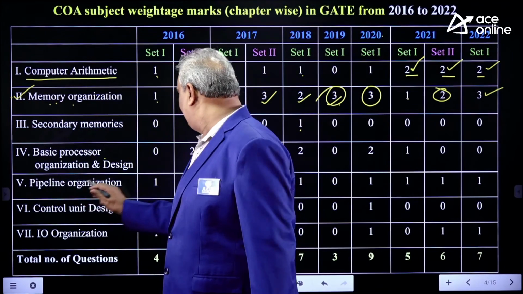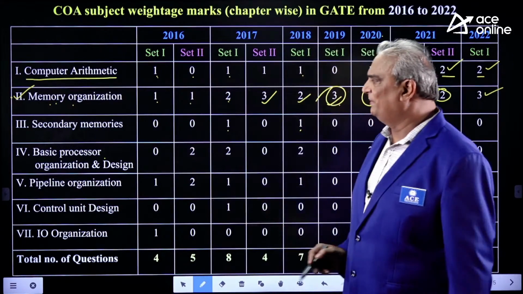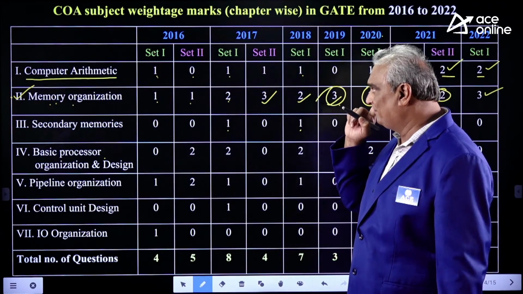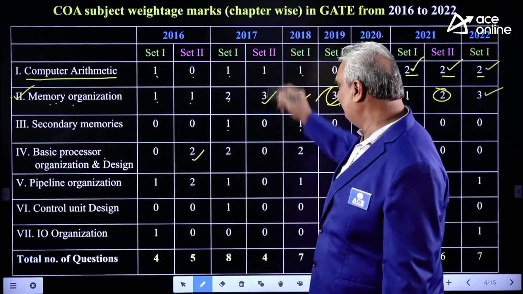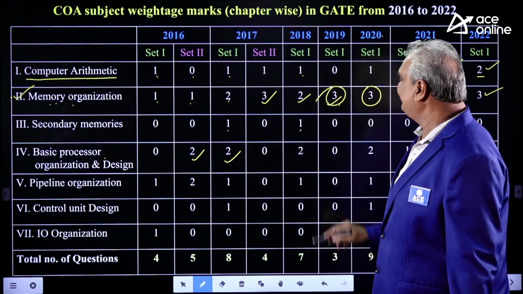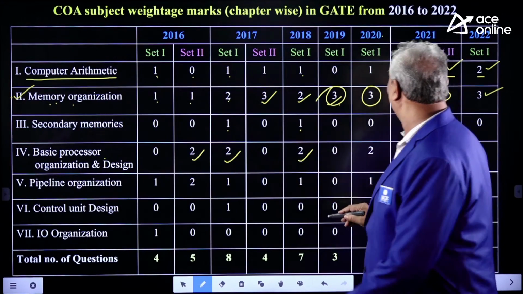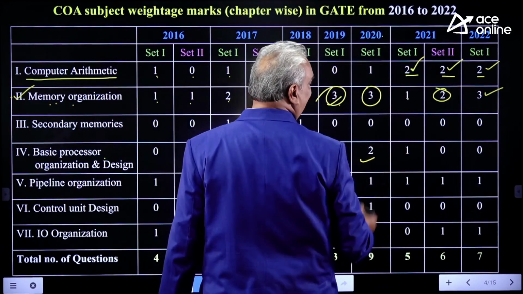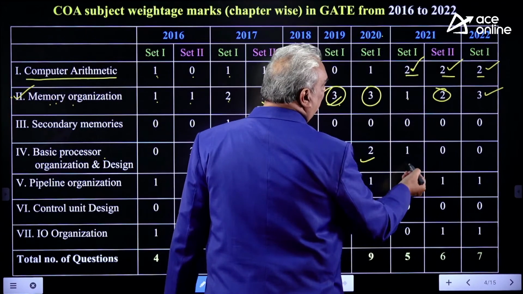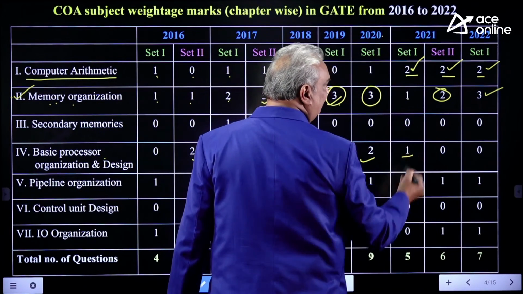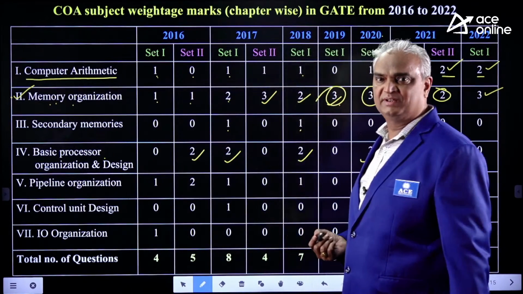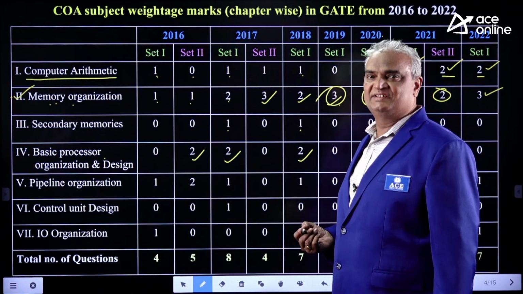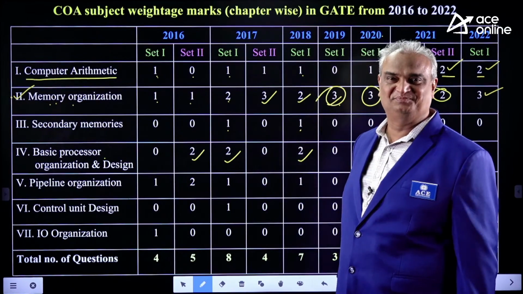Next, if you watch the weightage of basic processor organization and design: 2016, set 2, 2 questions; 2017, set 1, 2 questions; 2018, 2 questions; 2020, 2 questions; 2021, set 1, 1 question; set 2 and 2022, unfortunately there was no question, but there is a 90% chance to get a question from this.